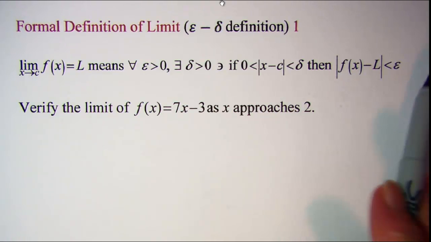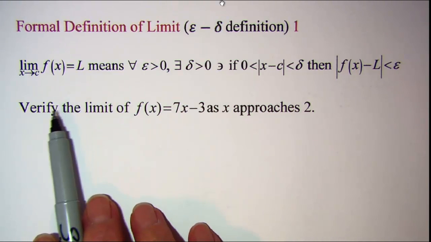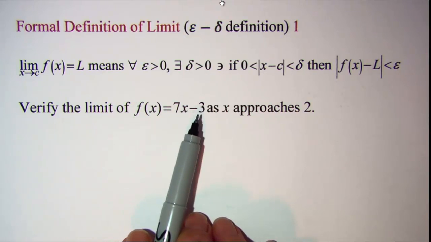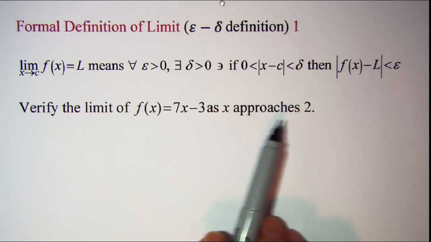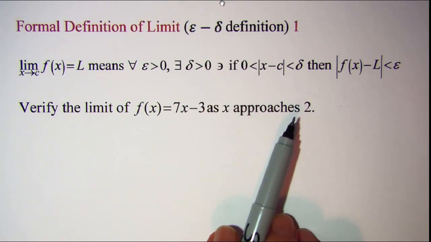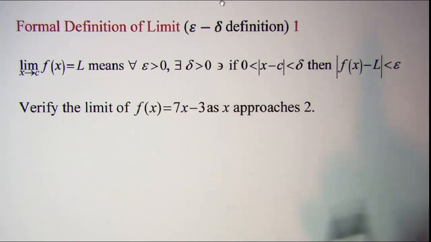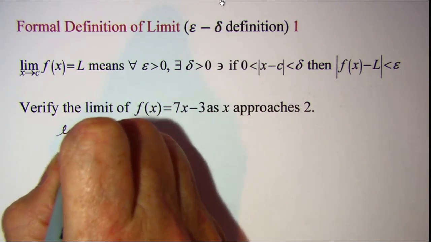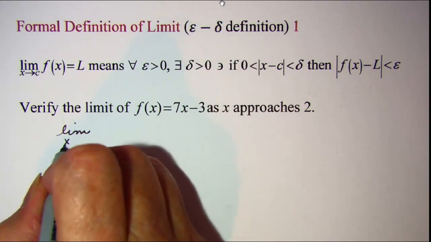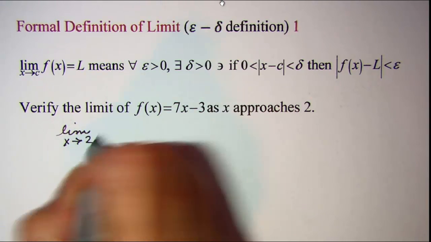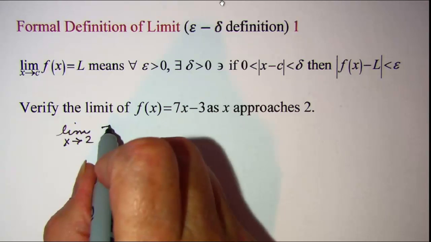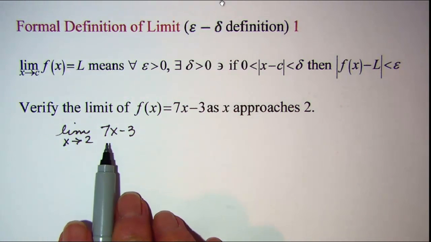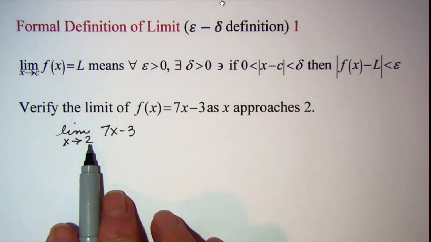Now the problem that we'll be doing is to verify the limit of f of x equals 7x minus 3 as x approaches 2. The first thing we'll need to do is actually find the limit. So we'll want to find the limit as x approaches 2 of 7x minus 3. Now we can do this with just direct substitution.